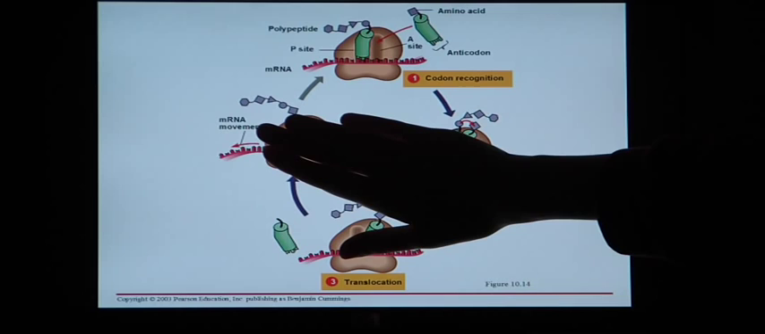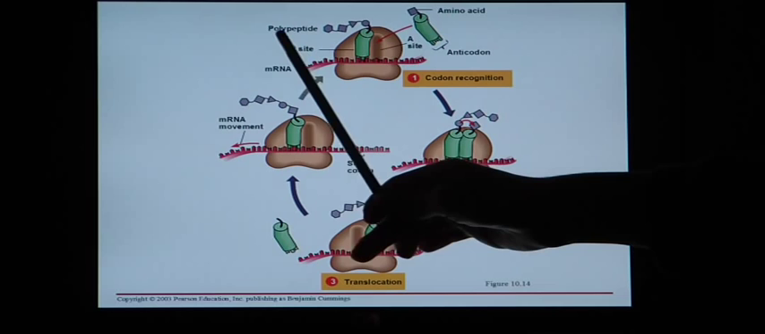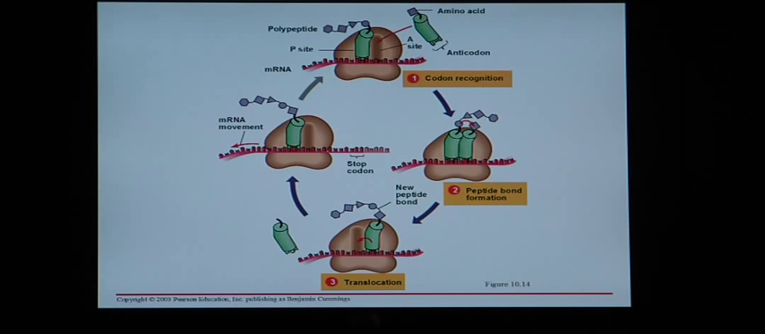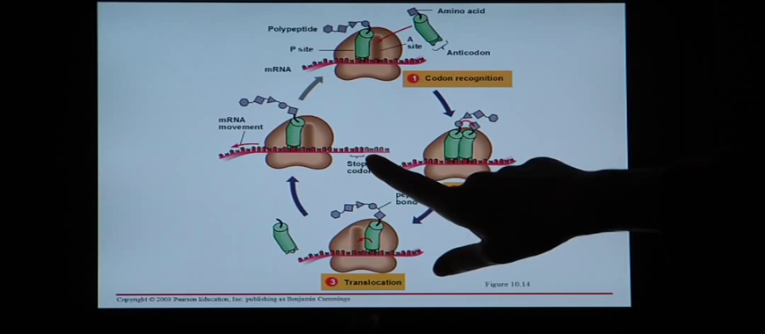And notice up here where it says polypeptide. Polypeptide is just a fancy name for protein. It's the same thing. So if you see polypeptide, you should not confuse it. All it means is protein. So this process will continue in a cycle until we reach that stop codon. Once we reach the stop codon, then we will have what we came to get, which is a brand new protein.